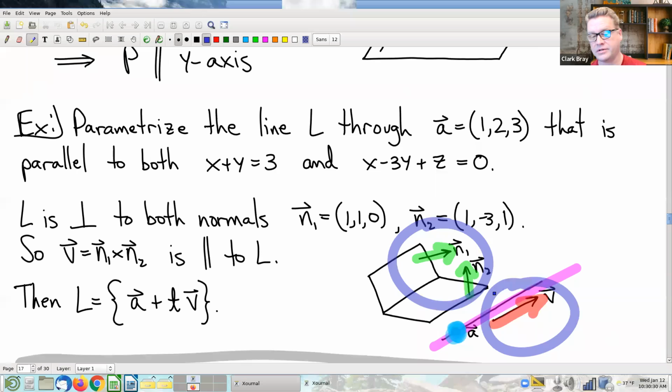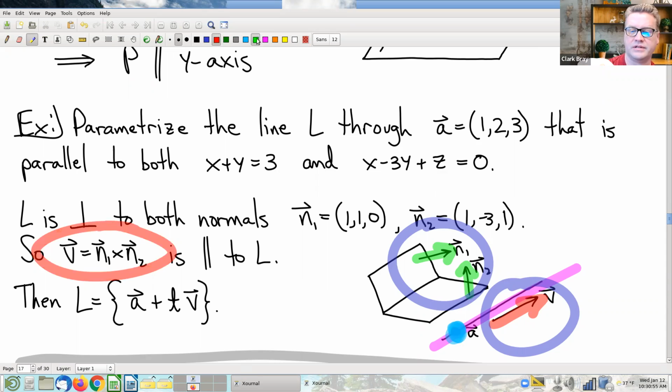Right? I have two vectors perpendicular to the planes that are parallel to the line that I'm interested in. And so again, you've got to think through the geometry and persuade yourself; geometric intuition unavoidably is going to be necessary here. These vectors must be perpendicular to the red vector. And so I can use the cross product of these two green vectors to give me that red vector.